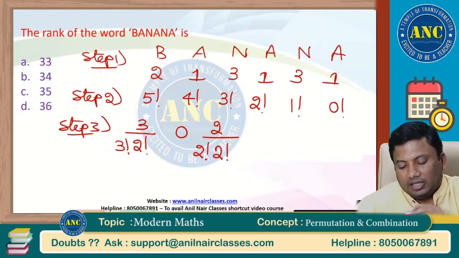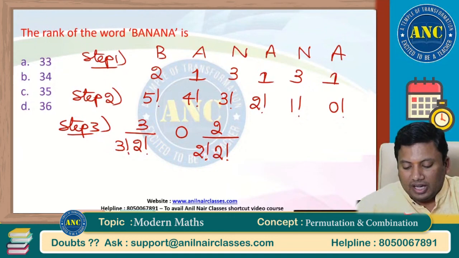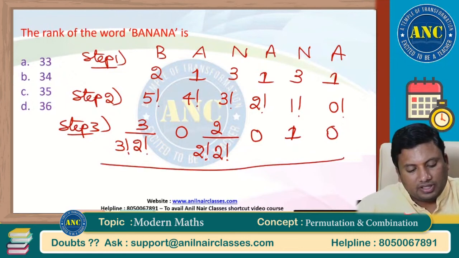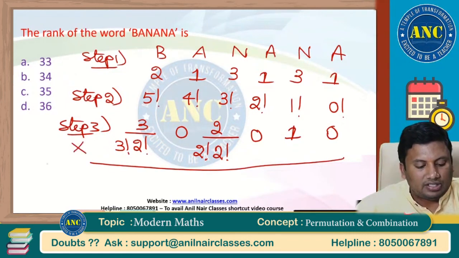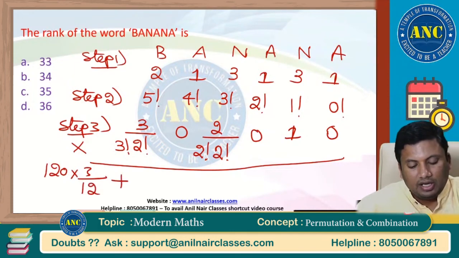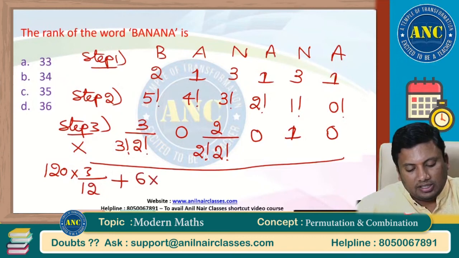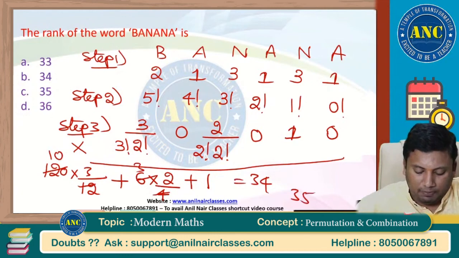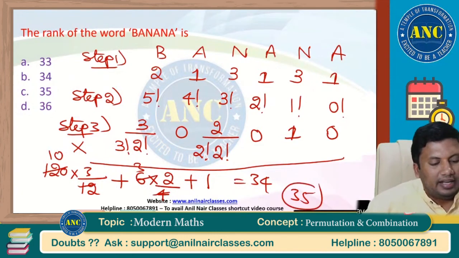How many numbers are there to the right side of 1 which are less than 1? 0. How many numbers are there to the right side of 1 less than 3? It is 1, which is nothing but 0. Simple, sir. It is 5 factorial into 3 by 6 2s are 12, plus these 0. 3 factorial is 6. 2 by 2 into 4. These are nothing but 1. 12 tens are 3, so 34. Add 1 to it. 34 plus 1 is 35. I hope the idea is clear.